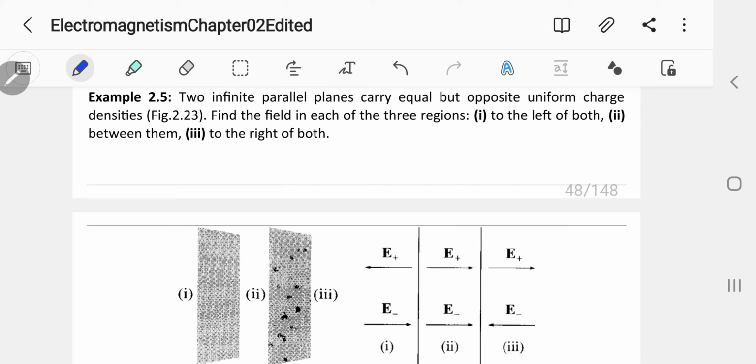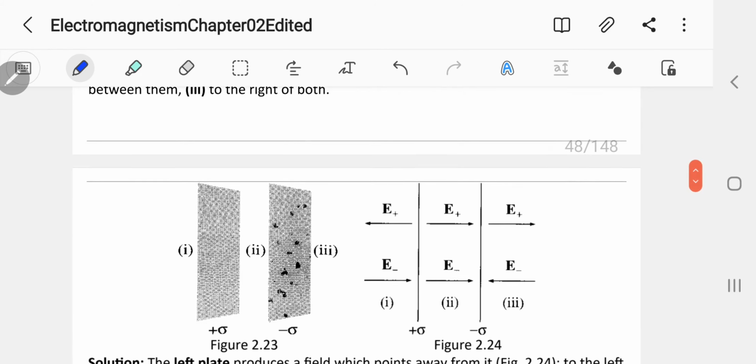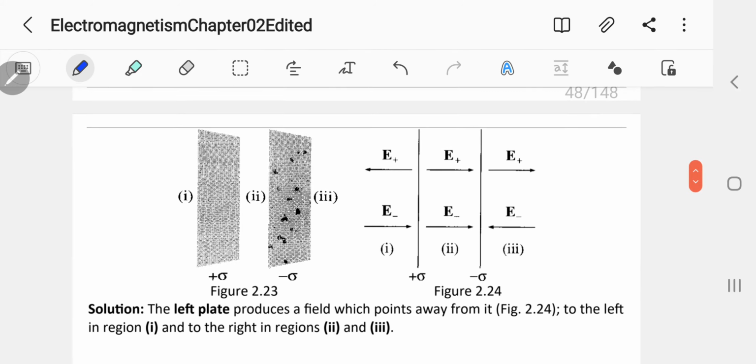How about for 2 infinite parallel planes carrying equal but opposite uniform charge densities? Find the electric field in each of the 3 regions. First is to the left of both, second is between them, and third is to the right of both. In this case, you will have to make an analysis here. So you have 2 planes. These are the 2 planes.